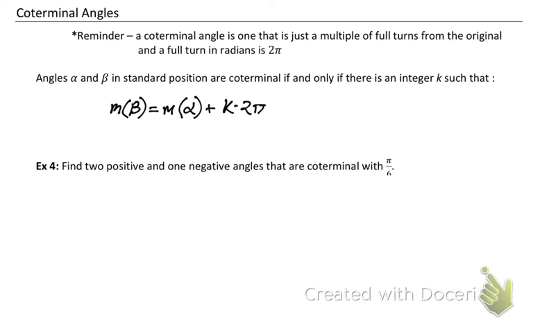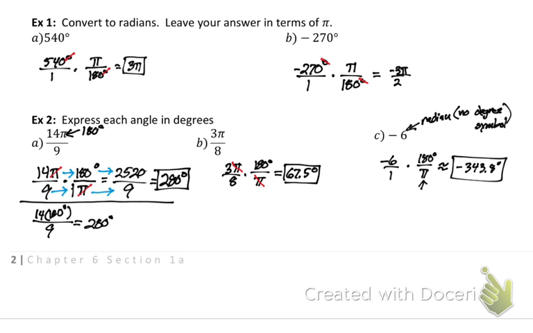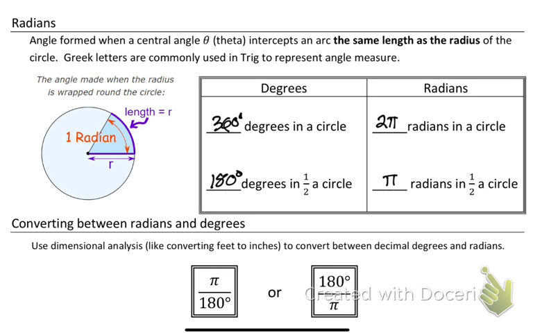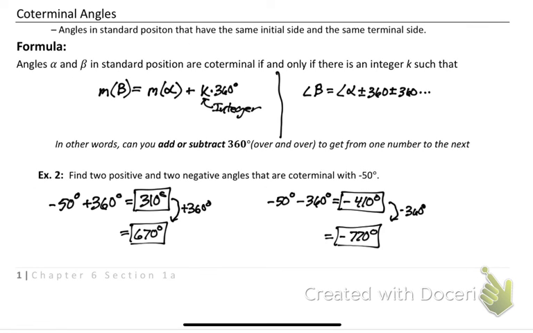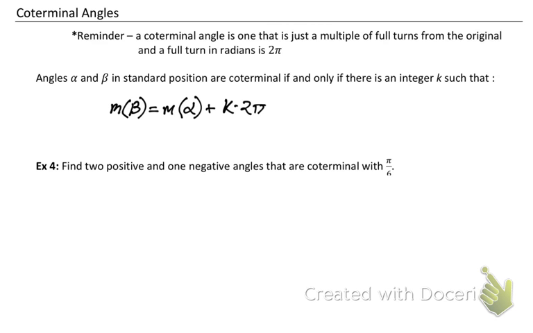So the next thing says find 2 positive. I think I switched it to just 1 negative. That's coterminal with pi over 6. So if we go back to our degrees, we just added 360 or subtracted 360. For radians, instead of 360, I'm thinking 2 pi. So if I want something coterminal to pi over 6 and it's positive, I'm just going to take pi over 6 and add 2 pi to it.